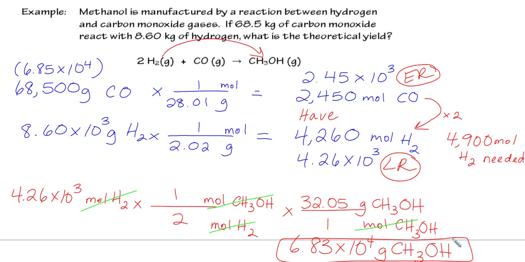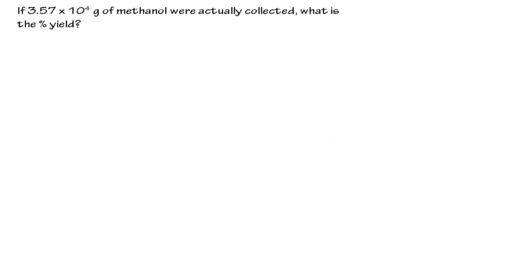Now let's see what our percent yield's going to be. How much did we actually collect? Oh, good. They left this one in grams. 3.57 times 10 to the fourth grams were actually collected. And look for some of those terms too, like this is the actual amount collected or how much should be collected. That's the theoretical yield. Percent yield is actual over theoretical times 100.